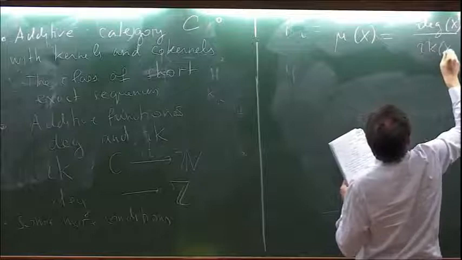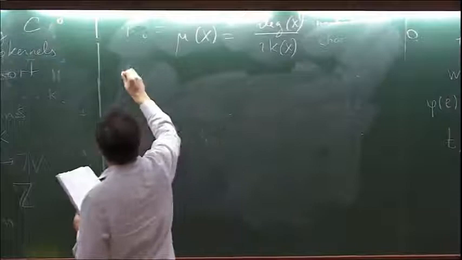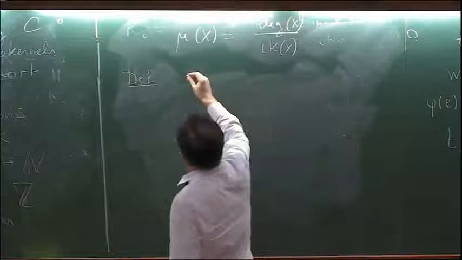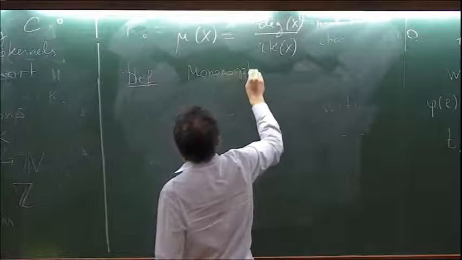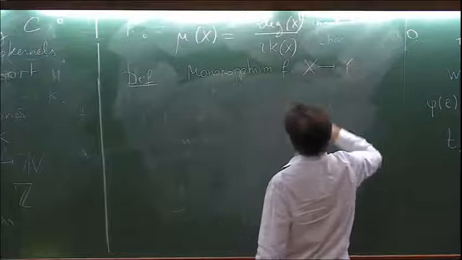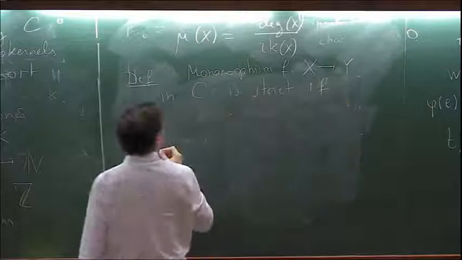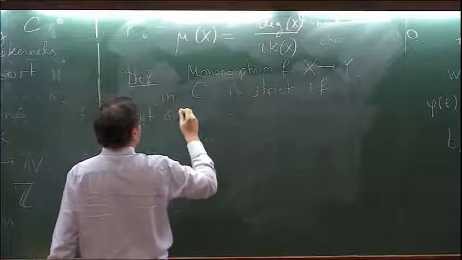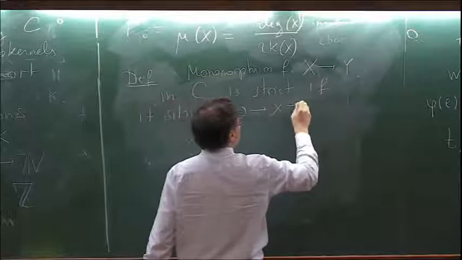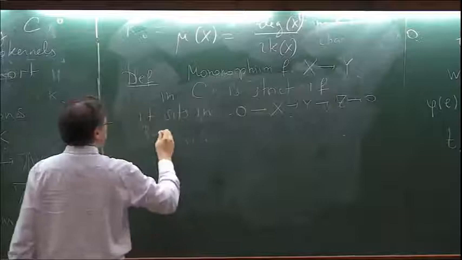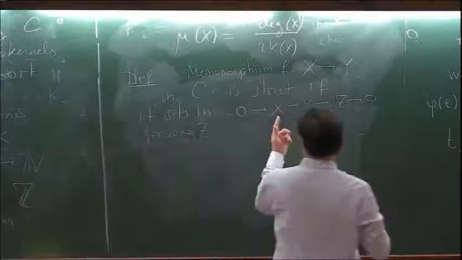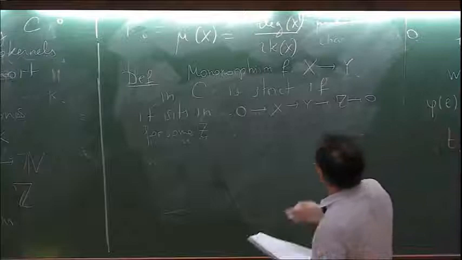So they both take values in Z, but in addition the rank should be positive. And yes, some more conditions, which explain why the theory works not necessarily for abelian categories, but also in some larger categories. And so in this situation, one defines the slope of an object x as the degree divided by the rank.